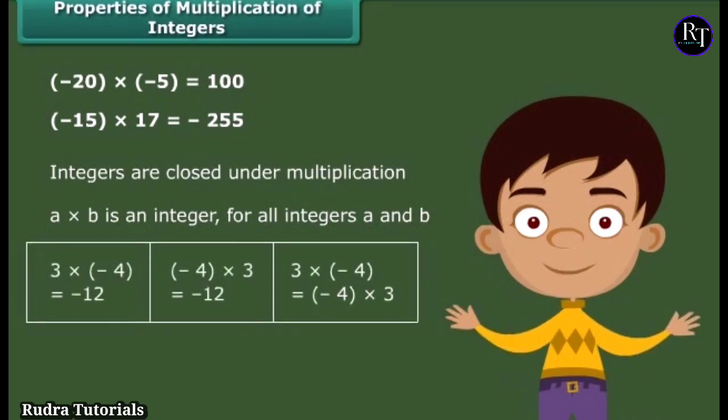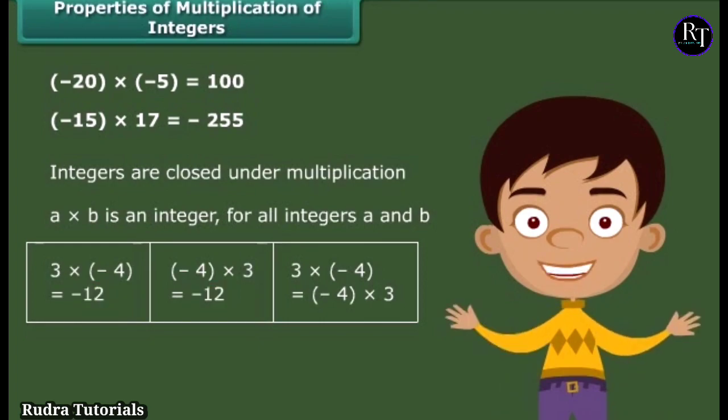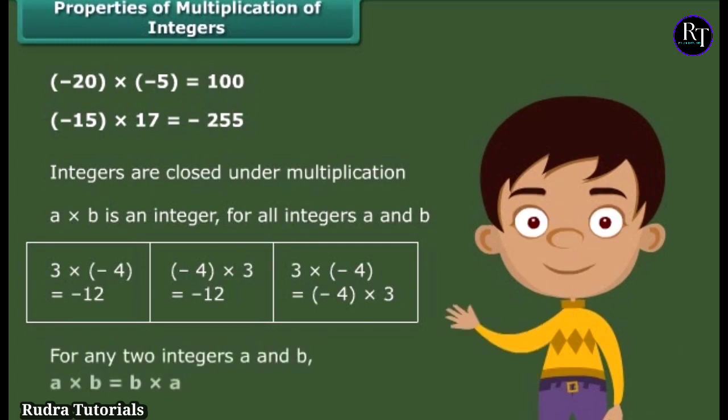Now observe this example. We can say that 3 × -4 is equal to -4 × 3. Therefore, multiplication is commutative for integers. In general, for any two integers a and b, a × b is equal to b × a.